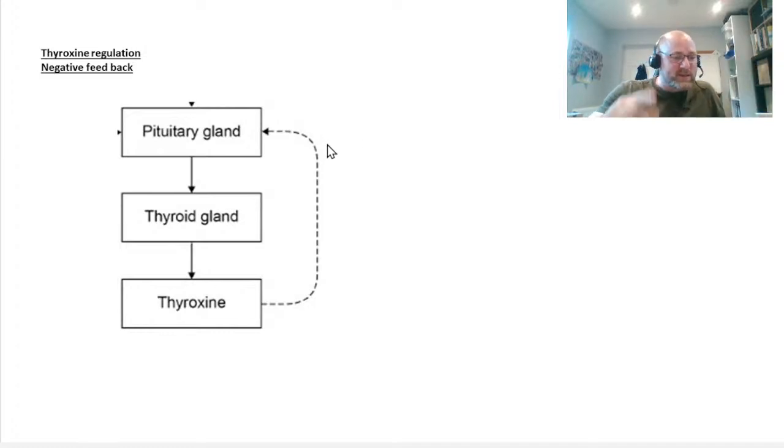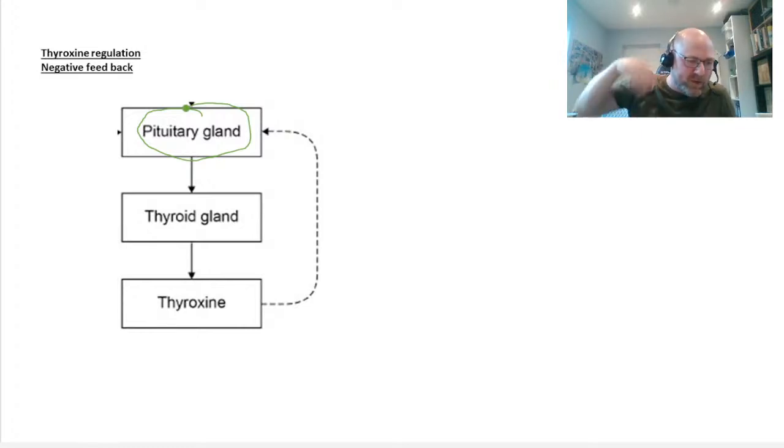Right, you do need to know thyroxine metabolism. So thyroxine regulation, negative feedback. Okay, the pituitary gland, where do we find the pituitary gland? Where would you find the pituitary gland? In the brain. Awesome, guys. Got a fly buzzing around me. The pituitary gland is in the brain.